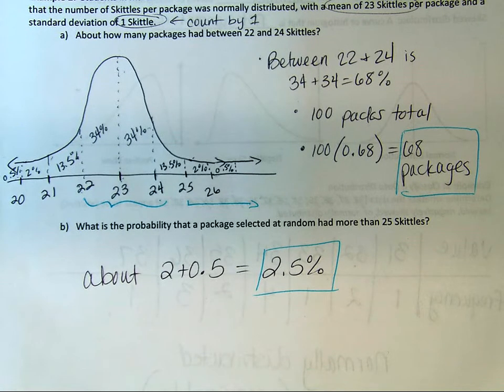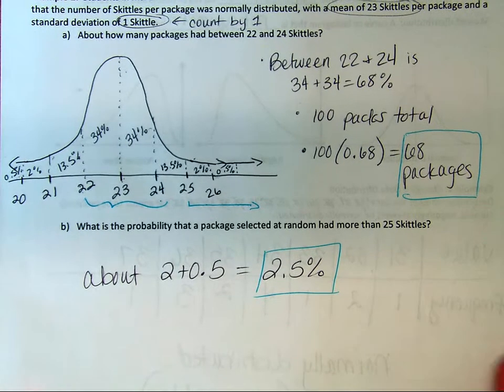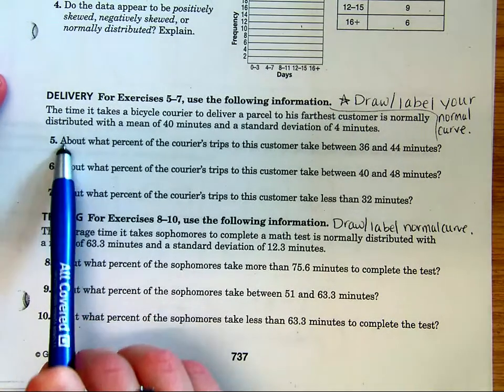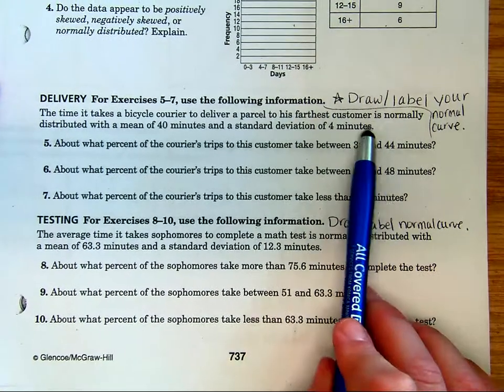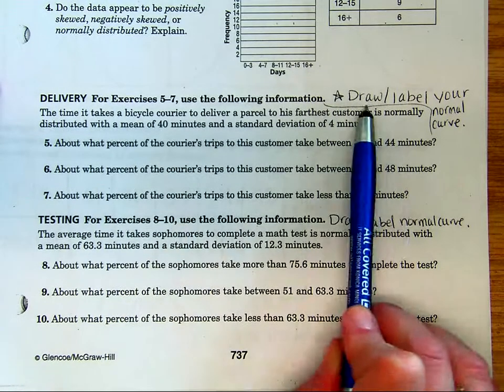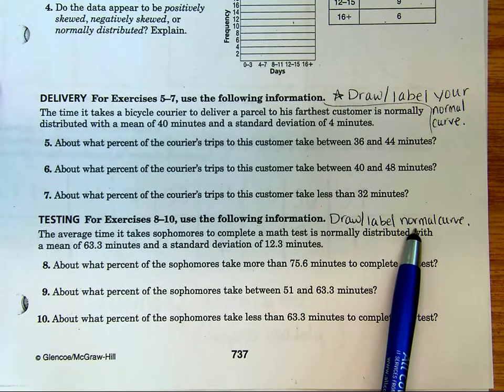Okay, that's all I have for the notes. I am going to help you out with one homework problem. We'll just practice setting up a bell curve for number 5. So for these two sets of problems right here, you need to start by drawing and labeling your normal curve.